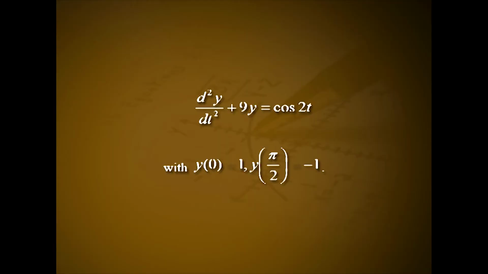Note: boundary value problems can also be solved by the Laplace transform method. The following example illustrates the method. Example 2. Solve the boundary value problem d^2y/dt^2 + 9y = cos 2t with y(0) = 1, y(pi/2) = -1. Solution. Let y'(0) = c, a constant.